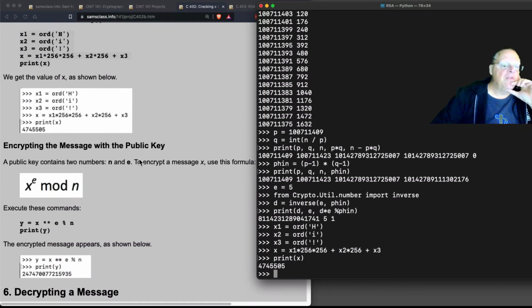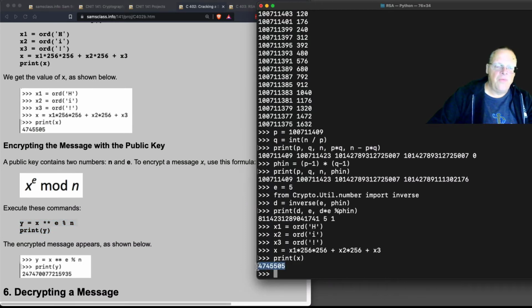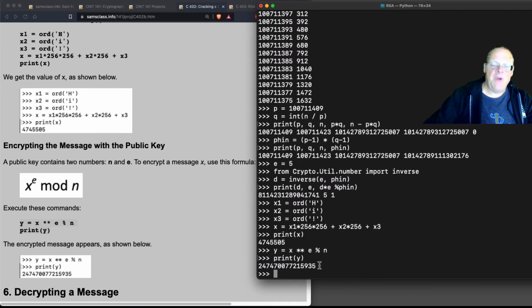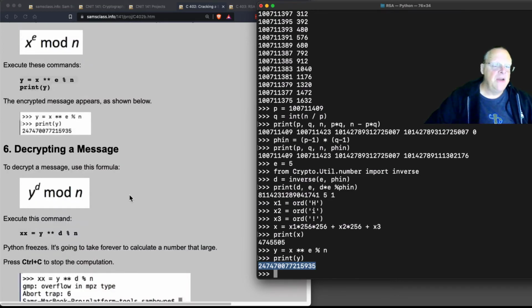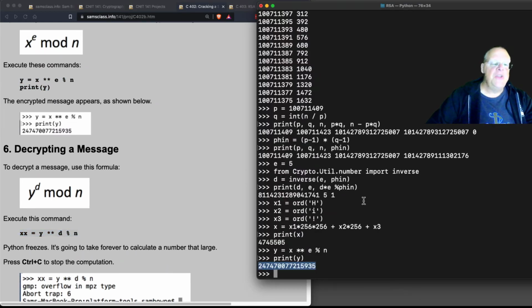And now I just encrypt that number. You encrypt things by taking them to the encryption key E mod n. So that's this: y is x to the E mod n. This is my plain text, 4745505. I encrypt it. That's my ciphertext, that long string. So I can send that over an insecure channel like the internet, and nobody can read it unless they have the decryption key, which is up here. And to decrypt it, you take that number y to the D mod n.